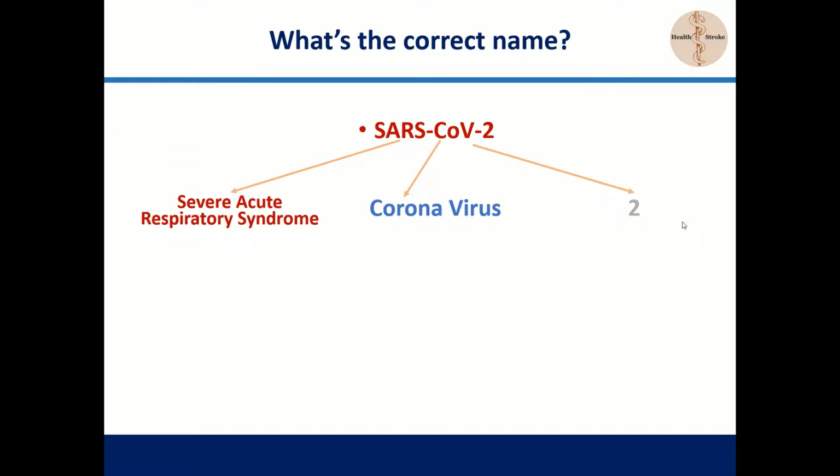And the standard term in the scientific community is SARS-CoV-2, which stands for severe acute respiratory syndrome, the acronym for which is SARS, and CoV is coronavirus, and 2 is because it's number 2.